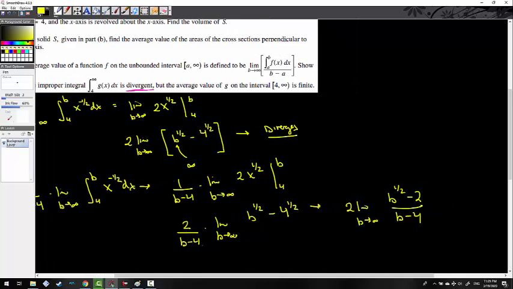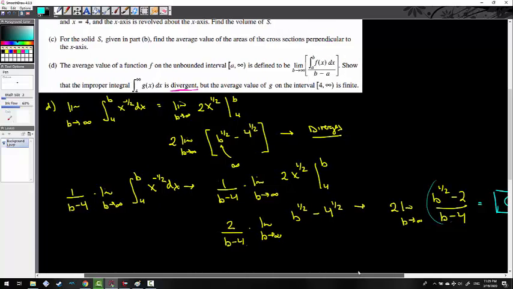If I let b go to infinity, notice the dominant terms from the top and the bottom. The dominant terms are dictating that the bottom is larger, which means this guy actually goes to 0. Therefore, the average value of this improper integral is finite, even though the regular improper integral was divergent.